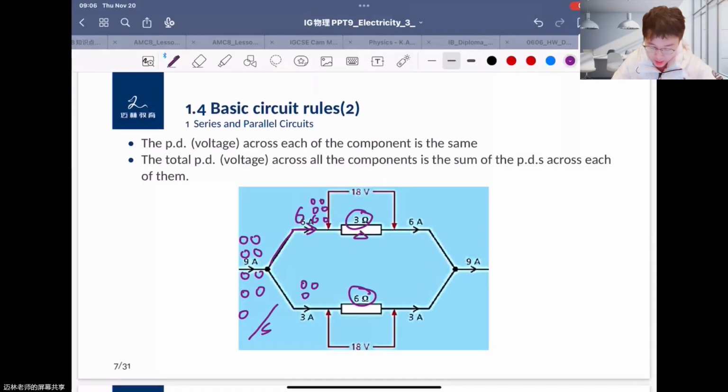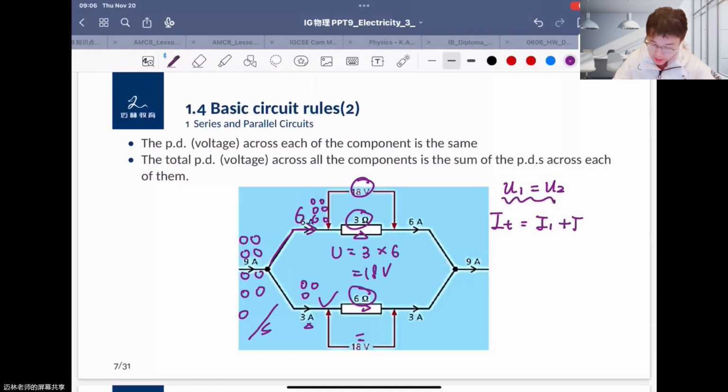So for the 3 ohm resistor, we can use Ohm's law, right? U equals I times R. So here the voltage is U equals 3 ohm times 6 ampere equals 18 volts, right? And for the 6 ohm resistor with 3 ampere, the voltage is 3 ampere times 6 ohm, which equals 18 volts, right? So you can find that the two resistors have the same voltage, or the same potential difference between the two sides. So maybe you can set U1 equals U2 because they have the same potential difference, right? And the total current I total can be divided into two parts, I1 and I2, right? This is the conclusion, okay?